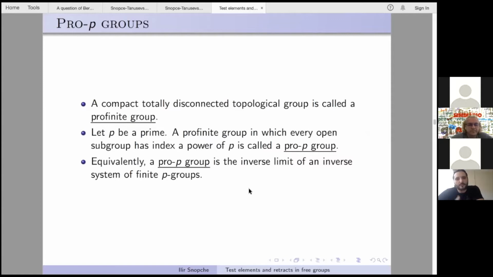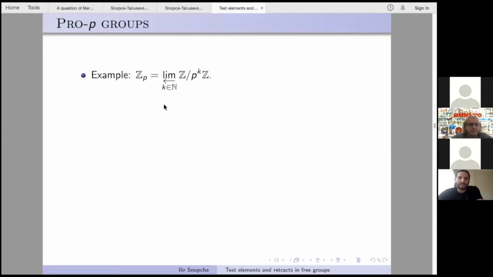So what are examples of pro-p groups? Every finite p-group is an example of a pro-p group with a discrete topology. But there is another example that everyone is familiar with, the additive group of the ring of p-adic integers. So Zp, the additive group of the ring of p-adic integers, is an example of an infinite pro-p group. And actually, if you look here at this example, what is Zp? Zp is the inverse limit of all finite quotients of Z of order some power of p, right?